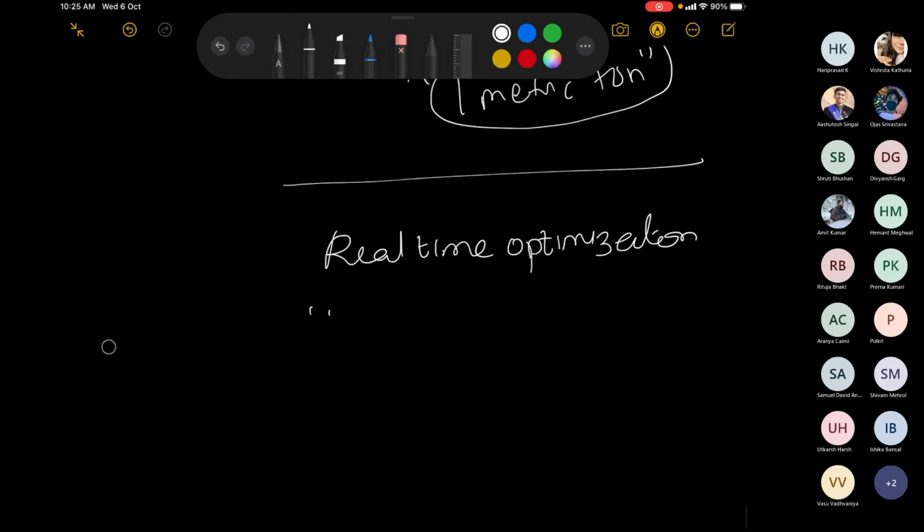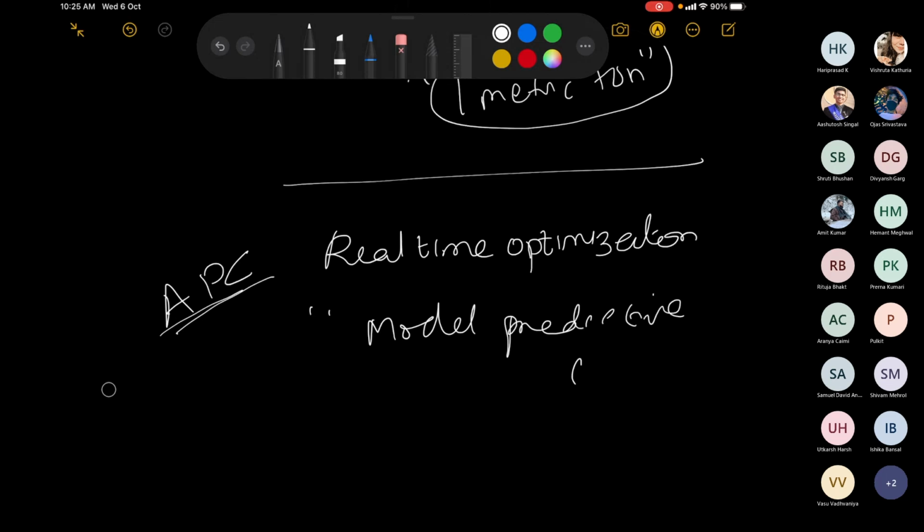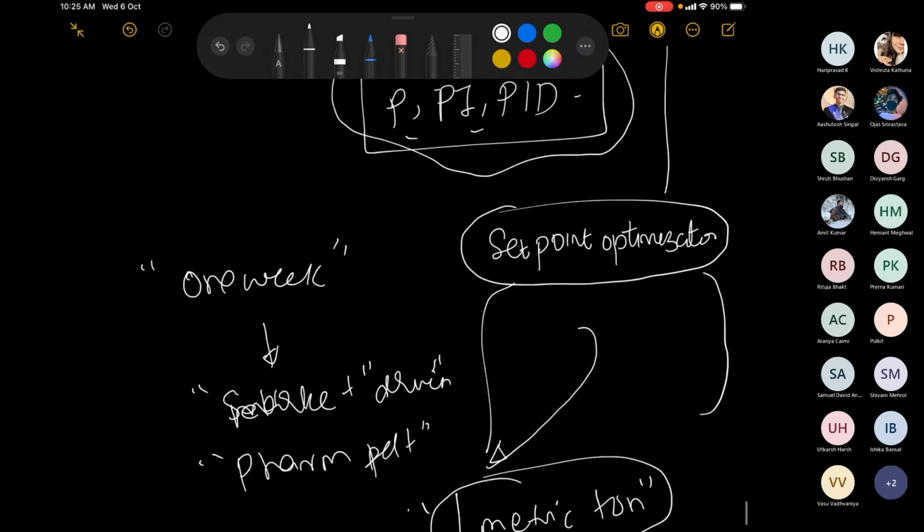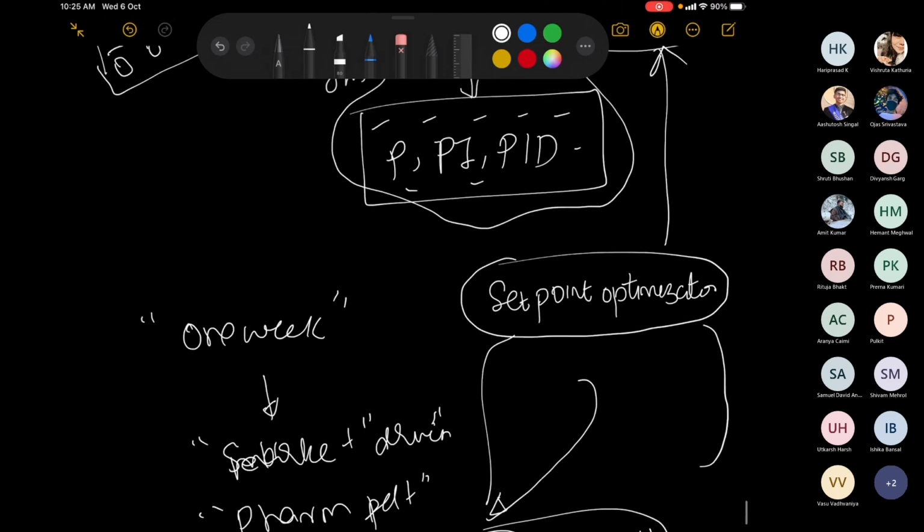I don't know whether some of you would take the course on advanced process control next year or in your next semester. Then you would hear something known as model predictive control. This is also called dynamic optimization. So these are the two layers that would come in the set point optimization scheme.